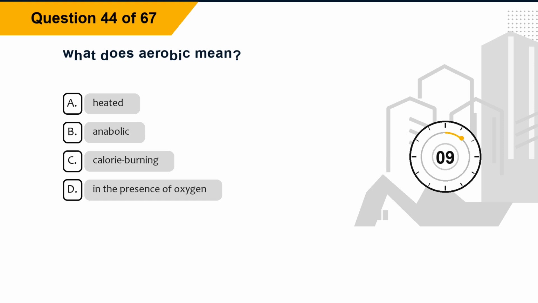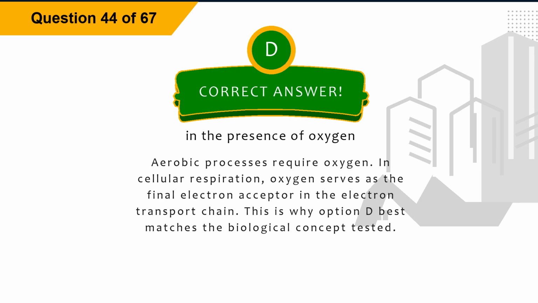Question 44. What does aerobic mean? Option A, heated. Option B, anabolic. Option C, calorie burning. Option D, in the presence of oxygen. The correct answer is option D, in the presence of oxygen.